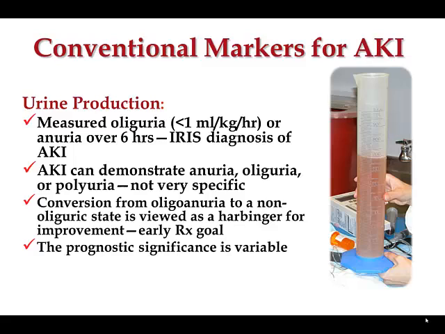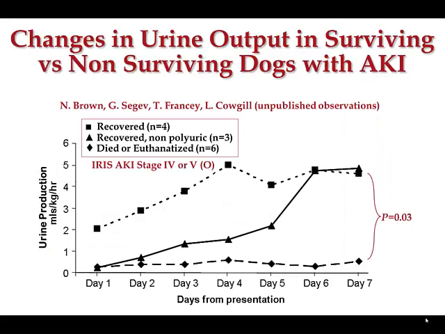The problem is that an acute kidney injury can generate either anuria, oliguria, or polyuria. So it's not very specific for our needs, and it has variable prognostic significance, because just because an animal starts to make urine doesn't necessarily mean that that kidney is any better off than it was before it wasn't making urine, or that it's going to go on and recover.